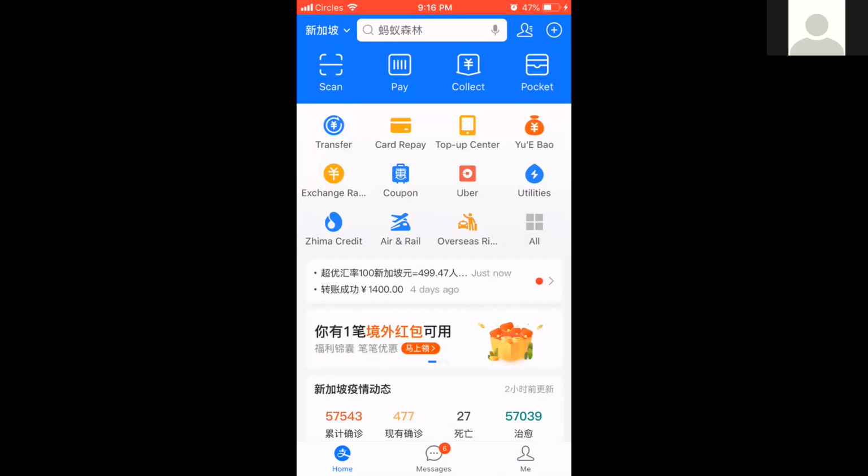And a lot cannot be used, like Uber, a lot of functions are not usable. Airline and rail also cannot use. Then the Zhima credit also don't have. Foreign exchange also cannot. Almost everything cannot be used because they are only applicable in China. So the only thing I use is transfer and then top up. That's all.